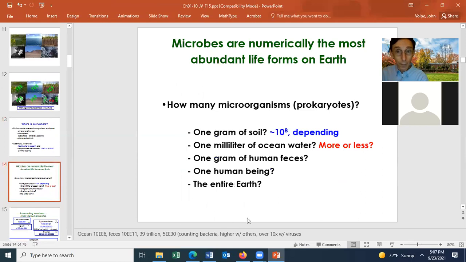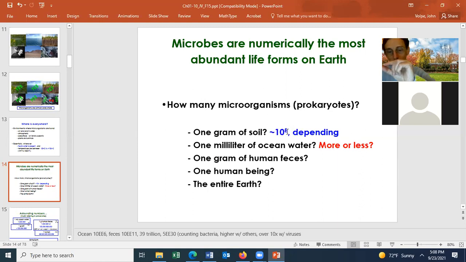All right. Microbes are numerically the most abundant life forms on the planet Earth. How many microorganisms are there? And we're just talking about prokaryotic cells. If you include viruses, the numbers would be 10 times higher than the numbers I'm going to be talking about here. How many microorganisms do you find in a gram of soil?